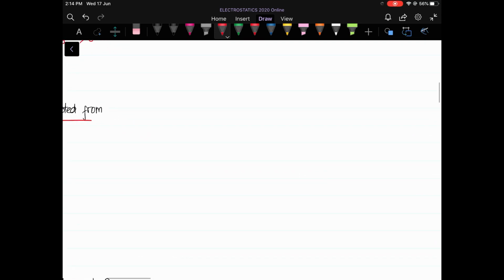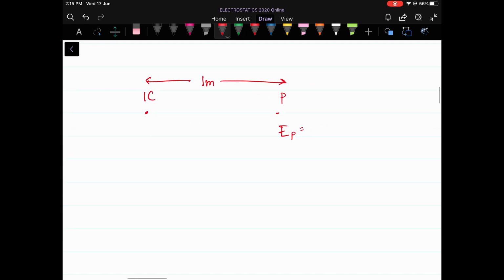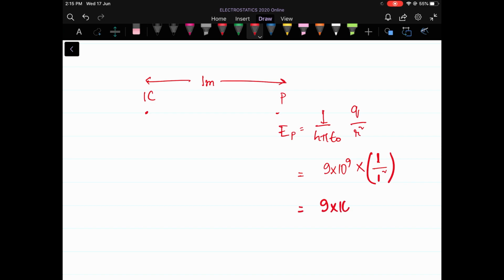Let me show you here. If I have a charge of 1 coulomb, and a point P which is at a distance of 1 meter, we can find the electric field given by 1 by 4 pi epsilon naught, the source charge, and the distance from the source charge. So here this number is 9 into 10 to the power 9. The source charge is 1 coulomb divided by the distance, which is 1 meter, so we have 1 meter square. And when I do that, I simply get 9 into 10 to the power 9 newtons per coulomb.